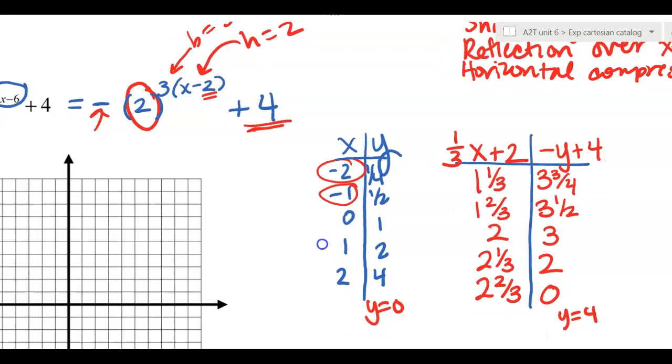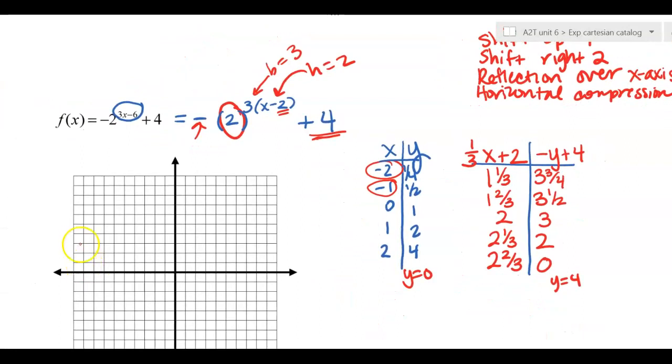And so now I'm going to go ahead and plot these points. I'm going to zoom out for a minute so that I can make sure I plot it correctly. So I'm going to put this asymptote at 4. And then it says 1 1/3, 3 3/4. A little annoying to plot, but somewhere up there. 1 2/3, 3 1/2. Oh, I'm not going 1, sorry. Shoot. Two, 3, 2 1/3, 2, 2 2/3, 0.